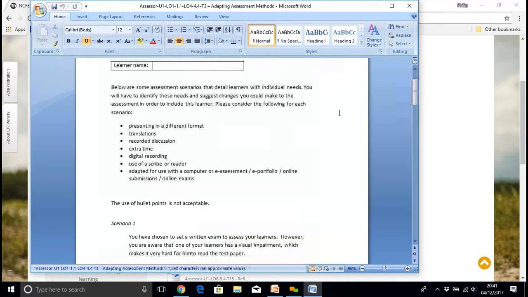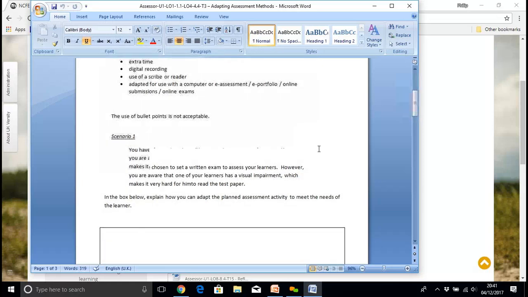Task 3 is adapting assessment methods. Below are some of the scenarios that detail learners with individual needs. You will need to identify these needs and suggest changes that you could make to assessment in order to include this learner. Please consider the following for each scenario: presenting in a different format, translations, recorded discussion, extra time, digital recording, use of scribe or reader, and adapted for use with computer or e-assessment, e-portfolio, online submissions or online exam.